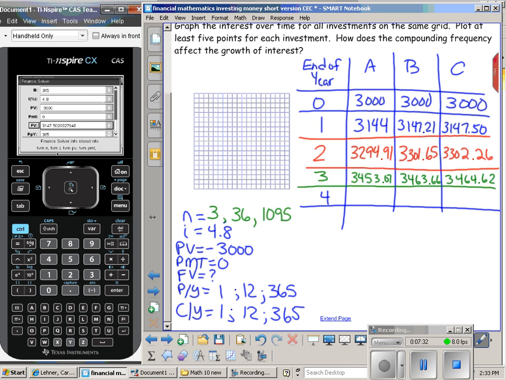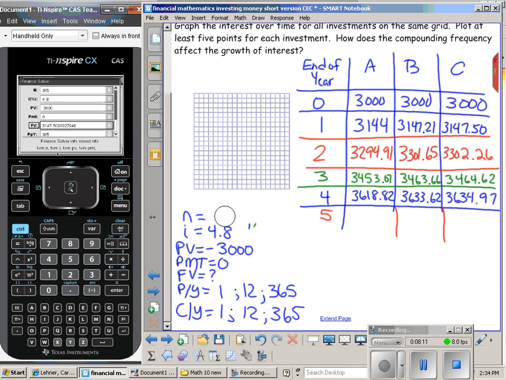Continue this to year 4. Our Ns are going to change again. It's going to be 4. 4 times 12 is 48. 4 times 365 is 1460. So options A, B, and C, those are the values you would have to substitute in. $3,618.82, $3,633.62, $3,634.97. Again, B and C are staying fairly close. Option A is starting to fall even further behind now.